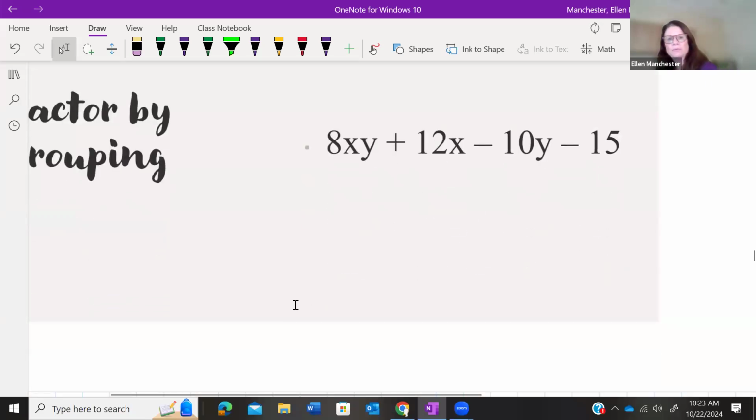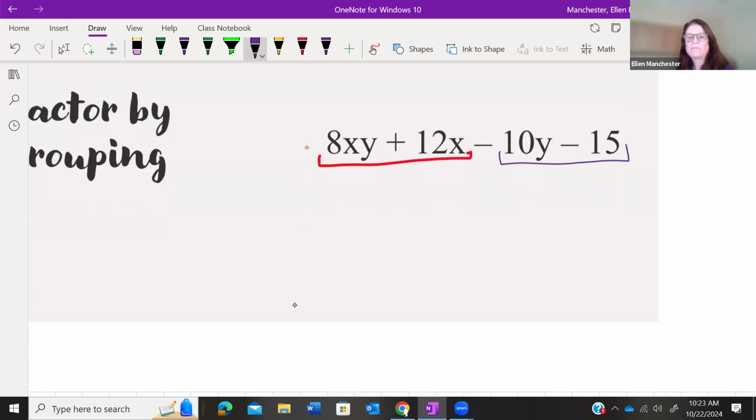Here's another factoring by grouping. So again, you're going to take the first two and then the second two. And you're just going to do GCF on each of these. That's what you're doing. So what is in common between 8xy and 12x? 4x, perfect. And what's left? We have 8 divided by 4 is 2. The x's go away. We still have a y. 12 divided by 4 is 3, and the x's go away.